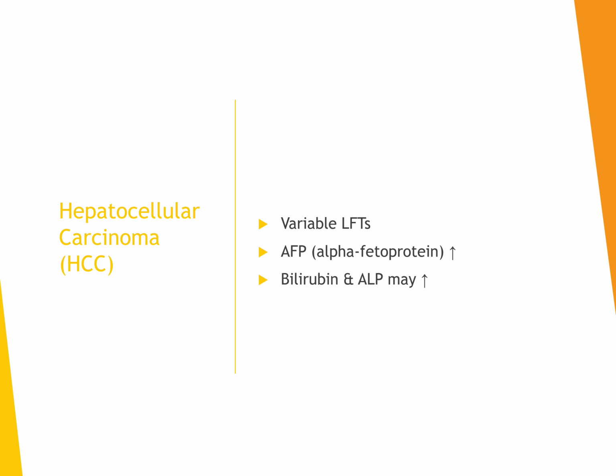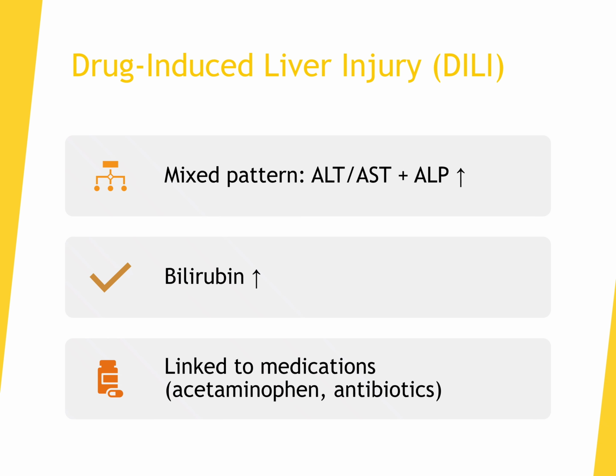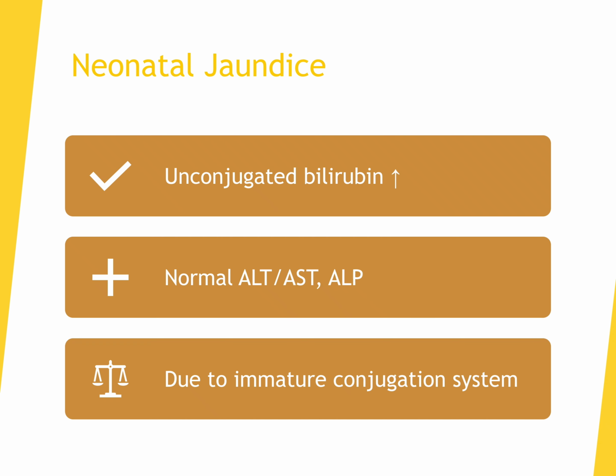In HCC, enzymes vary, but AFP stands out as the tumor marker. Always monitor AFP trends in cirrhotic patients. Drugs can mimic almost any liver pattern. Acetaminophen causes massive hepatocellular necrosis, while others produce cholestasis. In newborns, the conjugation machinery isn't mature yet. Unconjugated bilirubin builds up. It's usually benign, but needs monitoring to prevent kernicterus.